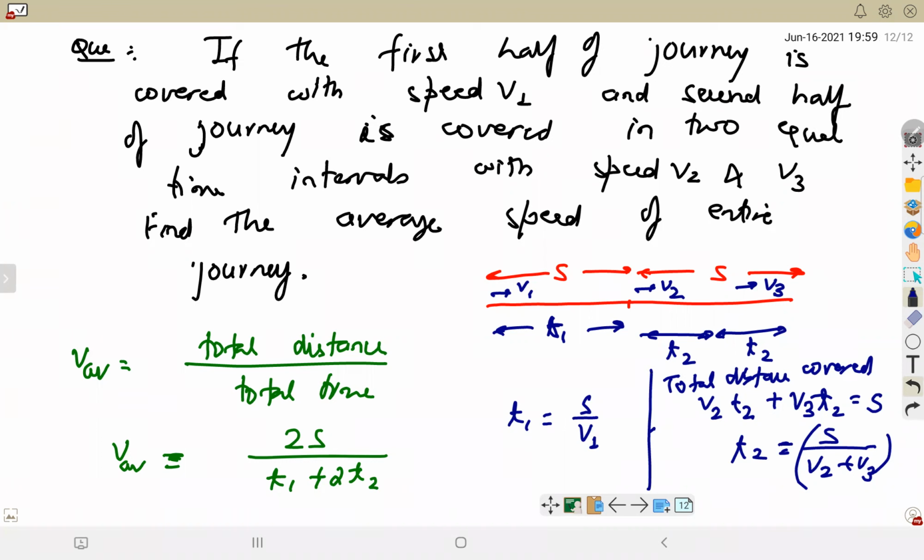How will we calculate t2? t2 will be the total distance covered in this 2 t2 time. In the first t2 time the speed was v2, so the distance formula is speed into time: v2 into t2 plus v3 into t2. Got it?